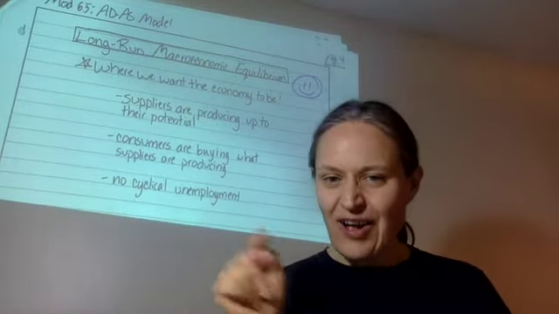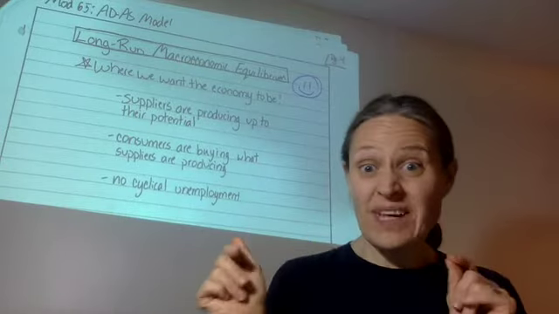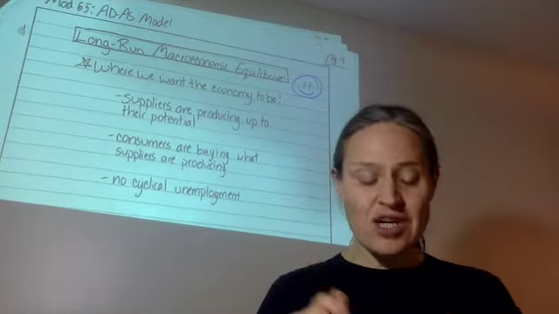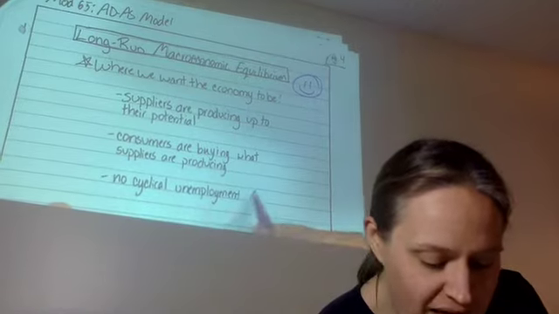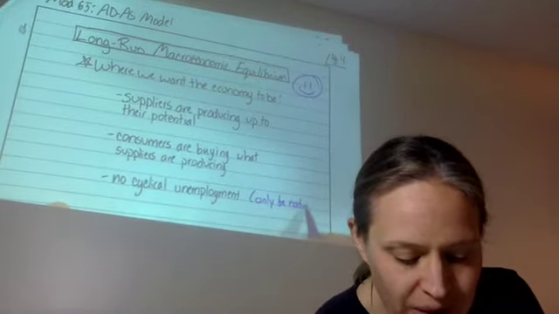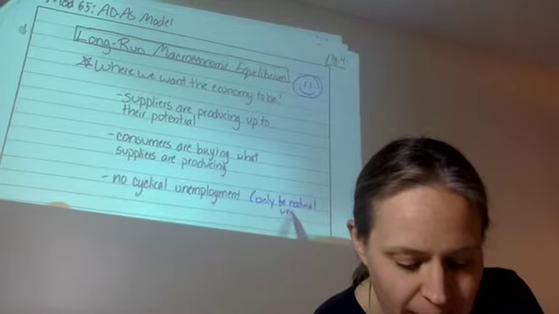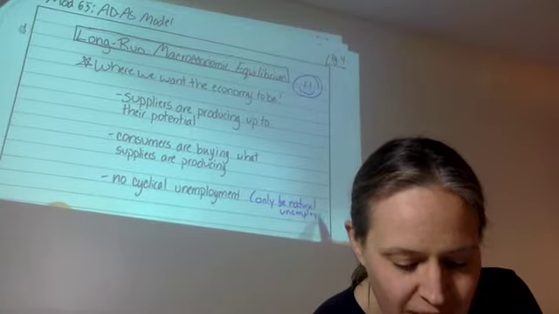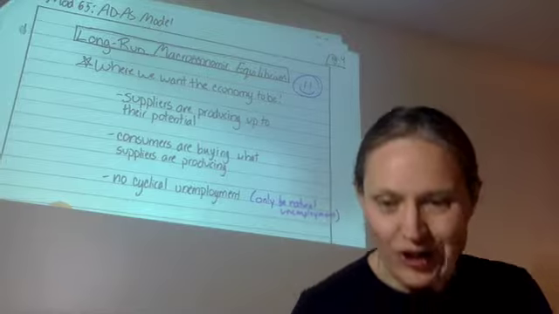Remember, the cyclical unemployment is the crappy unemployment that happens during recessions. So that means that there would only be natural unemployment. That unemployment that's going to happen no matter what the economy is doing, it's only natural.